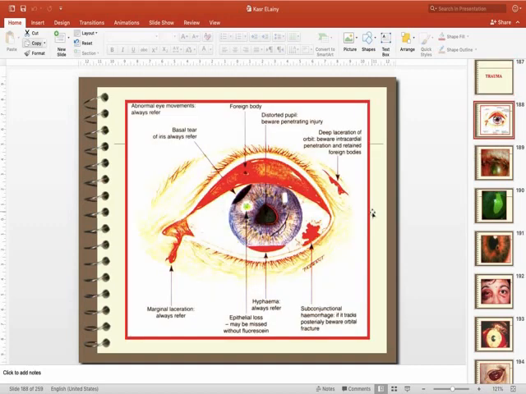This drawing is a very nice drawing for the effect of trauma on the anterior segment of the eye. And you could face this question in exam, for example, give an account on effect of trauma on the anterior segment or the back of the eye or the whole eye.